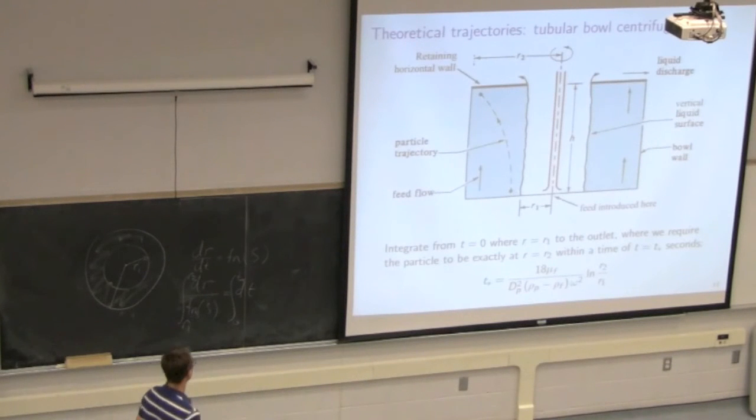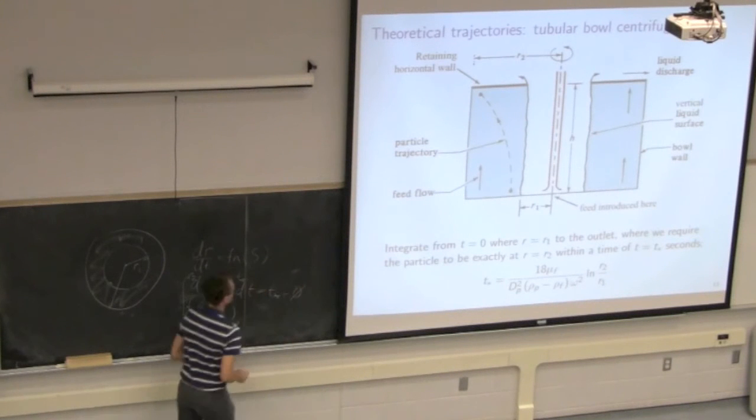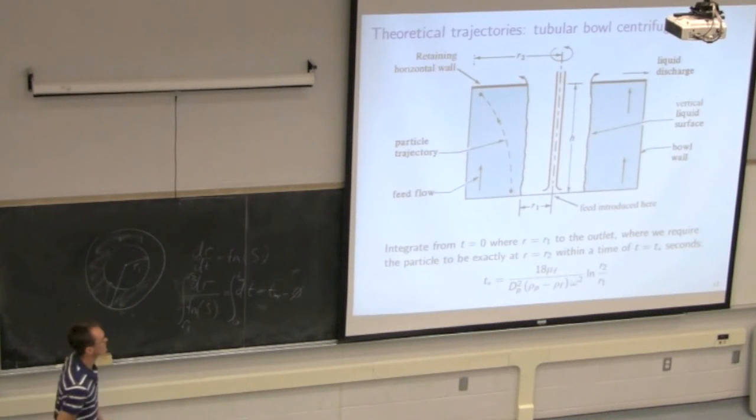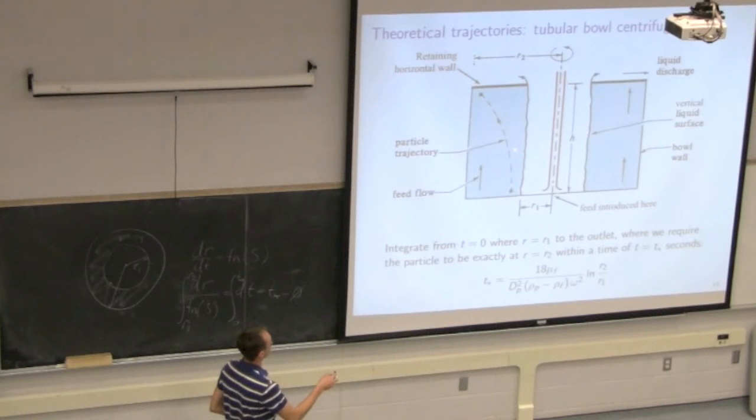t star then is simply this side of the integral, so t star minus 0. If you integrate between r1 and r2, the inverse of that Stokes expression on the previous slide, you can prove that you get that time. So that's the time it takes for this particle to go from this point on whatever journey it's going to take and land up at the wall R2.